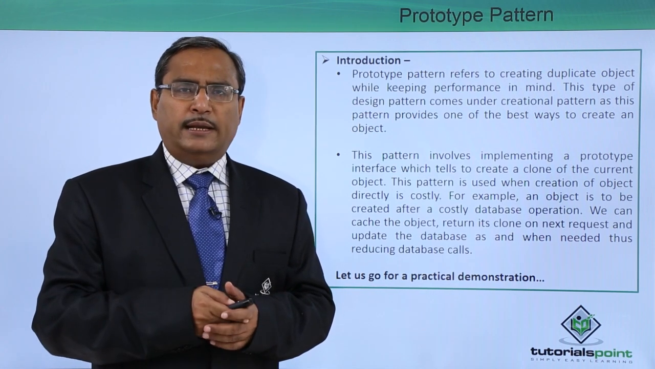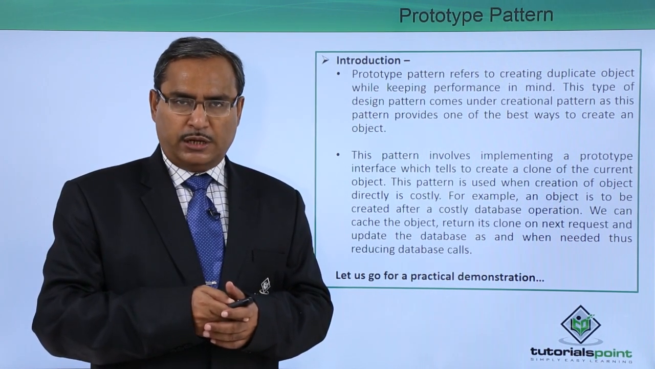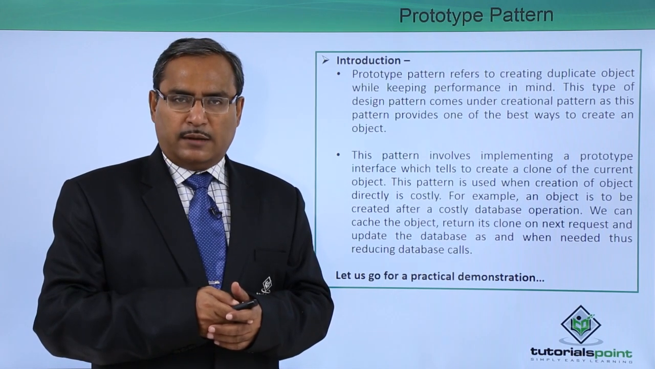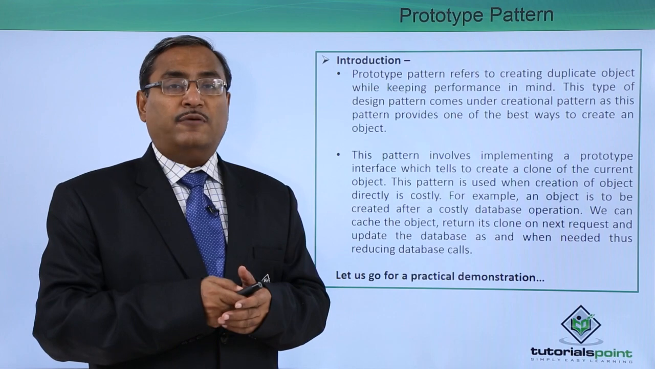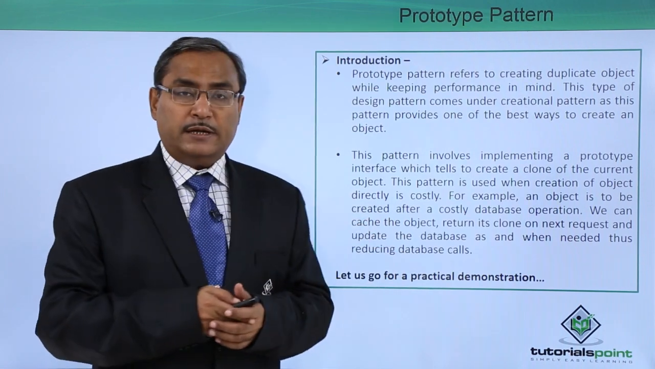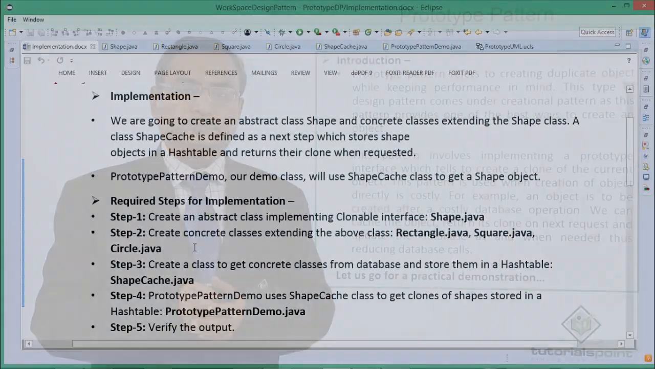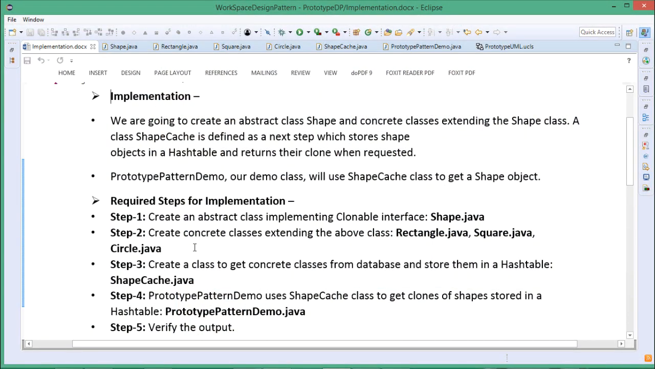So let us go for one practical example using a Java application and the respective UML class diagram, for a better understanding of this prototype design pattern. So here is the demonstration for you. Let us discuss some Java code to describe how this prototype design pattern can be implemented. Here we are going to create one abstract class. The name of the class will be Shape, and concrete classes will extend this abstract class. The class ShapeCache is defined as the next step, which stores different types of shapes in one hash table and returns their clone when they are requested.